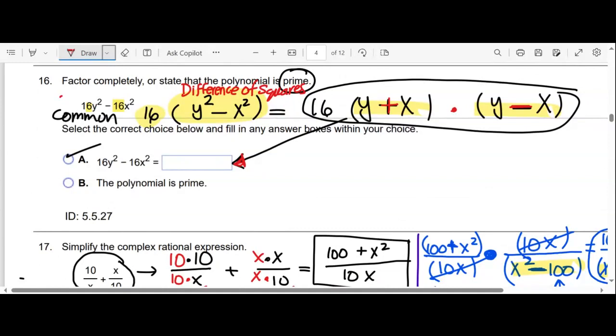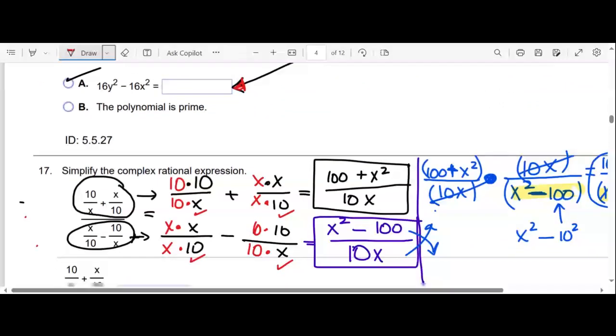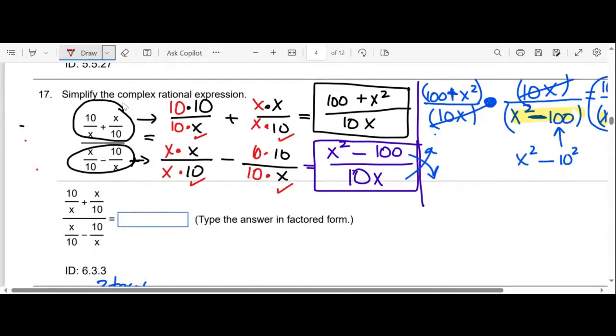17. This is a complex rational expression. 10 over x plus x over 10. So I'm going to write it down here. 10 over x plus x over 10. I need to make a common denominator, right? Yes.